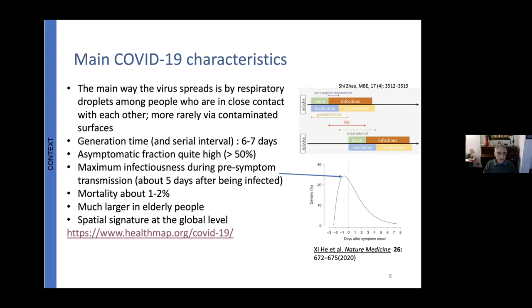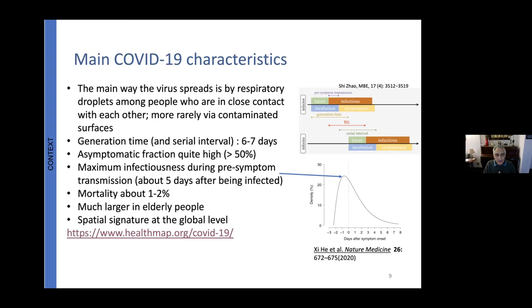Now, one important message is that the maximum infectiousness occurs during the pre-symptom transmission. So that little time when you end being latent and you are already infectious, but you've not developed symptoms. That's clear from many studies. It is about 5 days after being infected. Actually, we should call this period post-latent, because some of the presymptomatics will never develop symptoms and will remain asymptomatic, while some of them will become symptomatic. That's important for what I'm going to say later.